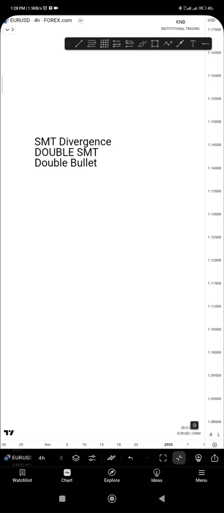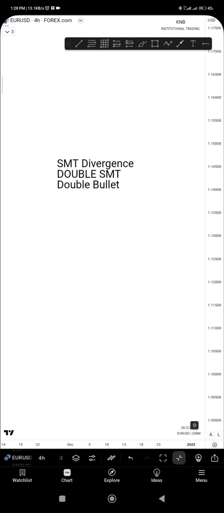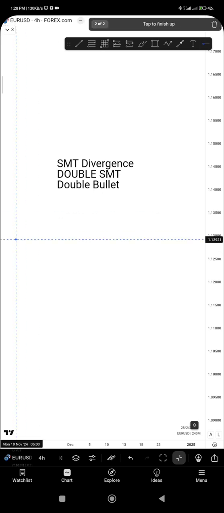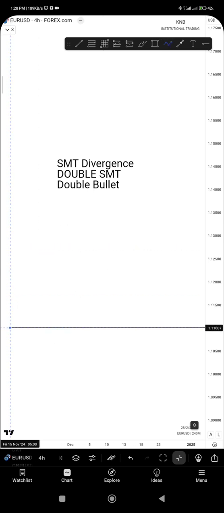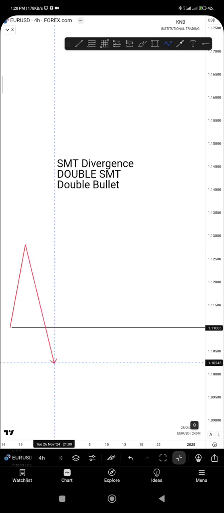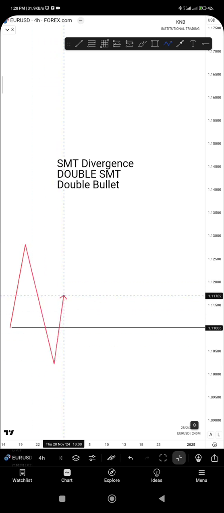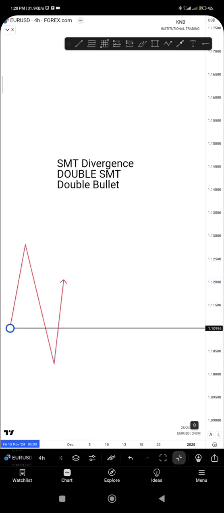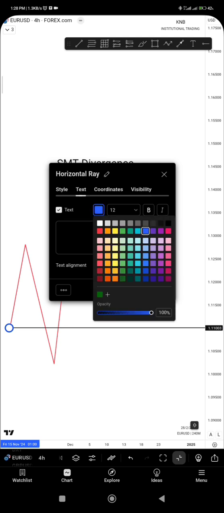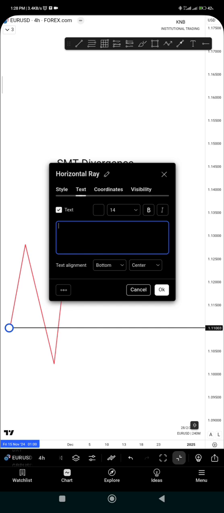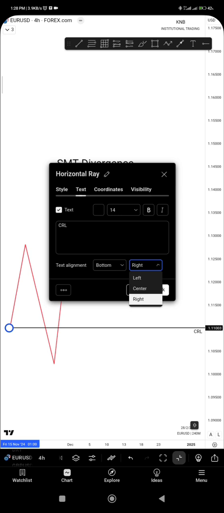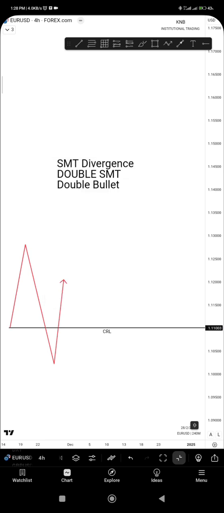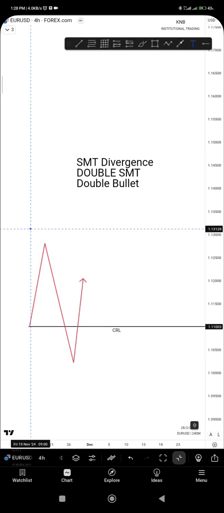Alright, so I'm going to show you. Let's start with what an SMT divergence is. SMT divergences are not difficult to understand. This is just price trading into a liquidity pool. So this level is the liquidity pool. Maybe this is previous day highs or previous day low, or let me use what we are commonly used to. Let me just use CRL, bottom right or bottom center. So this is CRL, and let's say this asset is EU.